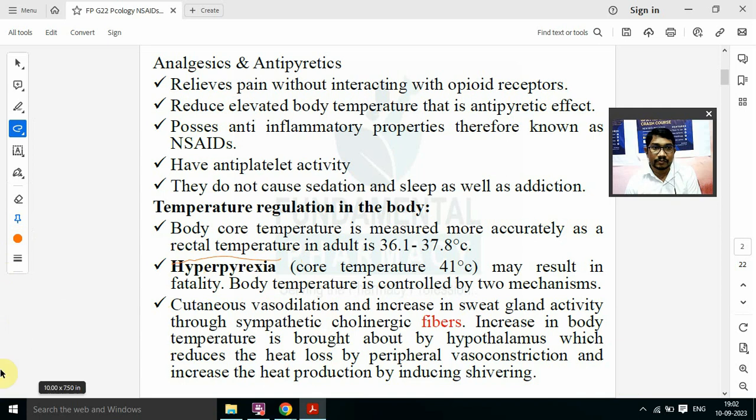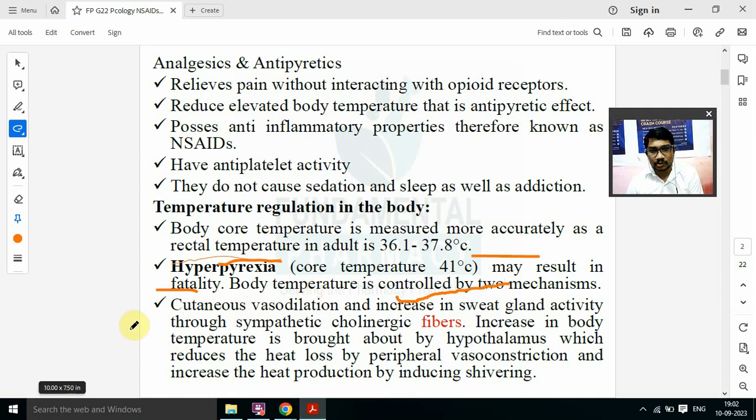Hyperpyrexia or fever. Normally if your body core temperature is increased to 41 degrees Celsius, it may result in fatality. It results in convulsion normally, you will get epilepsy in that. And body temperature is controlled by two mechanisms. What are these two mechanisms?